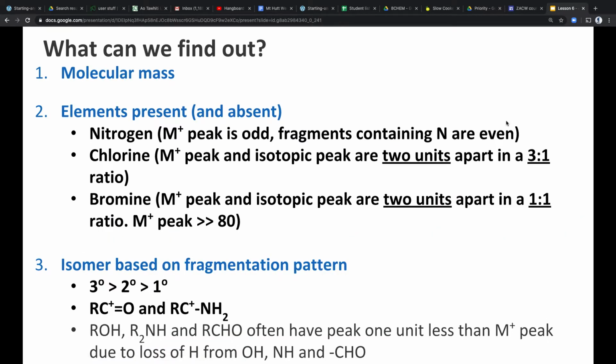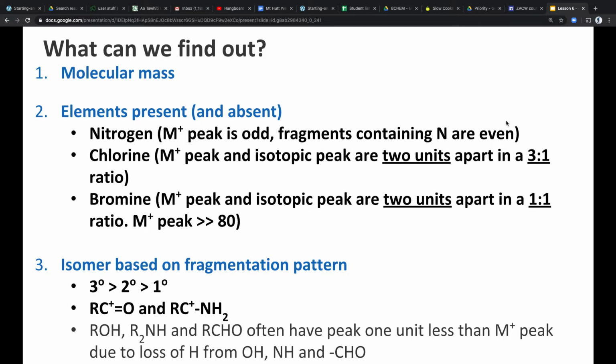Cool. So to summarize what we can find out from a mass spectrum, the first one is the molecular mass of your compound. You look at the molecular ion peak and it tells you that. We can figure out if certain elements are present, like chlorine or bromine, based on the ratios of peaks. We can find out if nitrogens are present, because most of the time your molecular ion peak is odd. I did mention this briefly last class, but if you have nitrogen, you're going to have some even mass peaks in your spectrum.